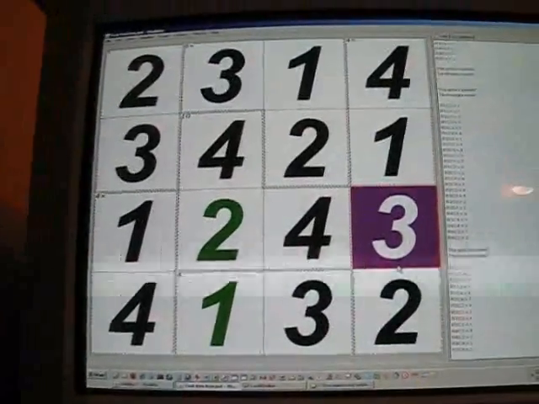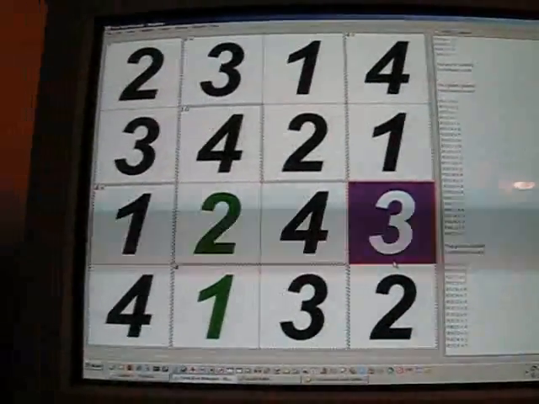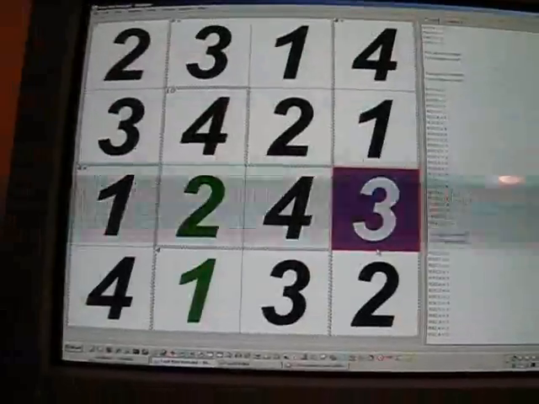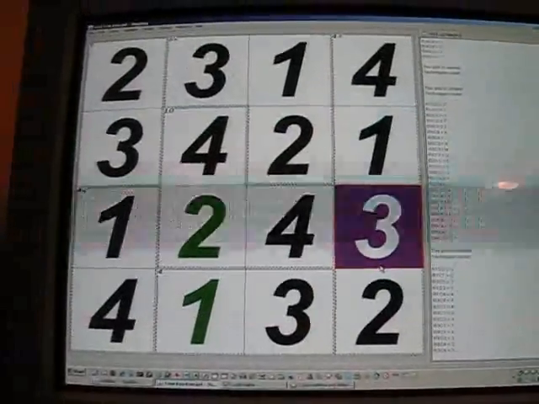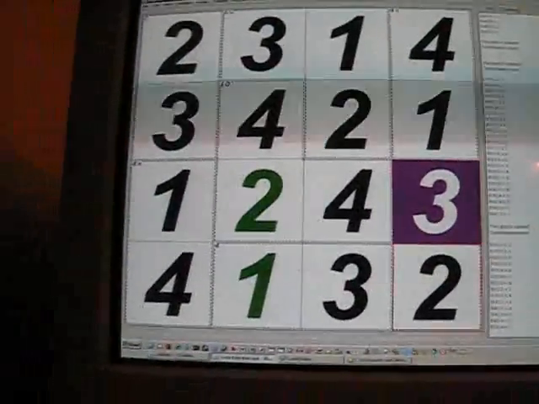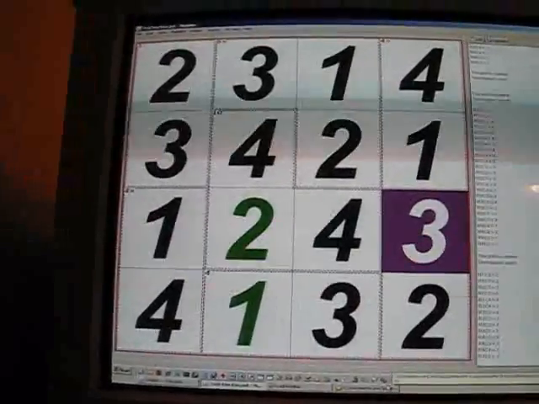Hope you guys have enjoyed watching this video. I hope it's helped you figure out how to do KenKen, and I hope that it makes doing the puzzle on the geocaching webpage a little bit easier for you.